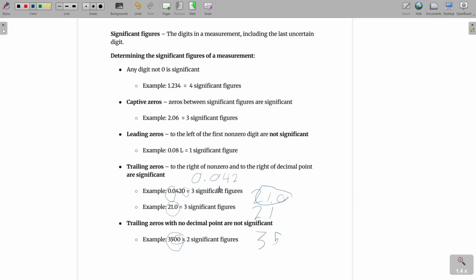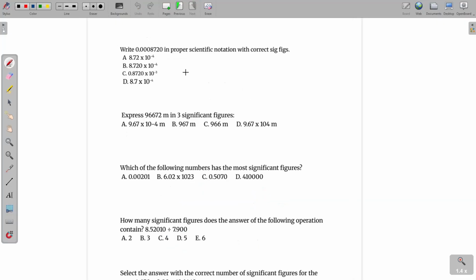And so that's a good rundown. I don't think I'm missing too much. You'll see it a little bit more in the practice problems, and we'll get into them.